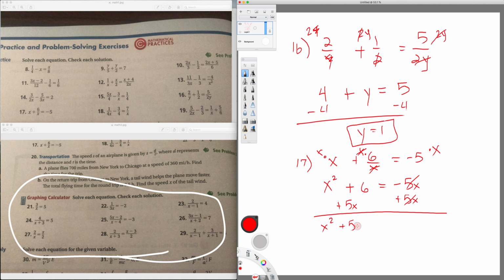And I get x plus 2 and x plus 3. I like how that one factored a lot better, because 2 times 3 will give me the 6, and then a 3x and a 2x give me that 5x. So what would make that one 0? Negative 2. And what would make this one 0? Negative 3.